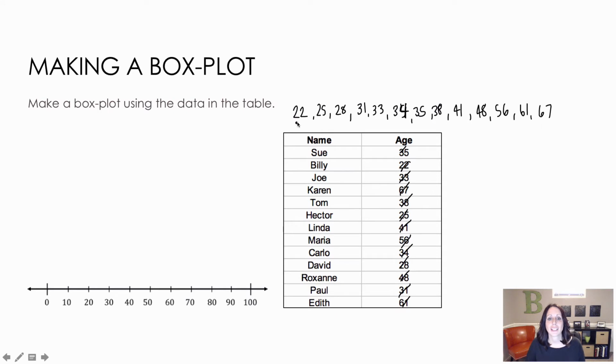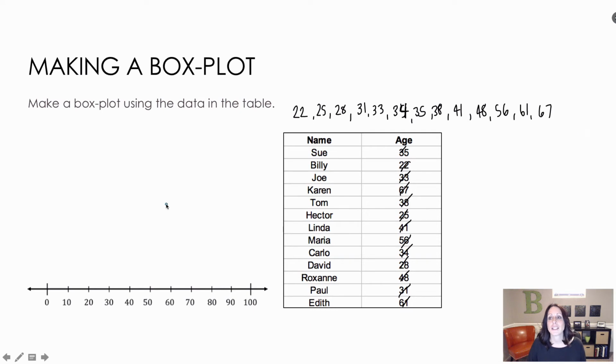And one thing that I like to do when I get done is to count how many values I have here and count how many values I have here to make sure I didn't miss one, because it's pretty easy to mess up. So I have 13 values in each row, so I know I have them all. So now I'm going to make a box plot using this data.